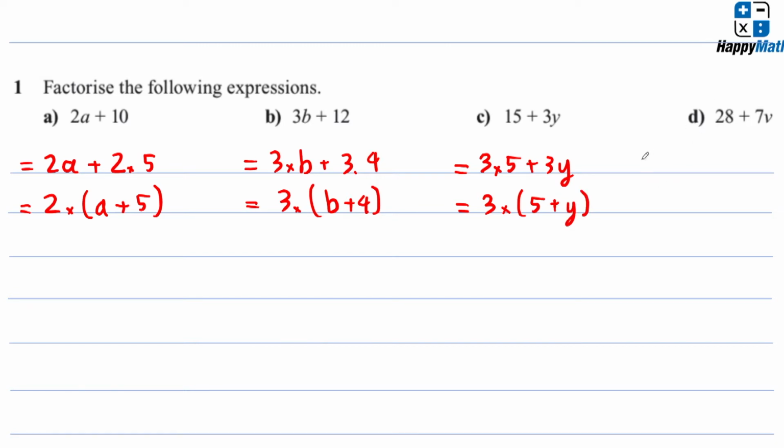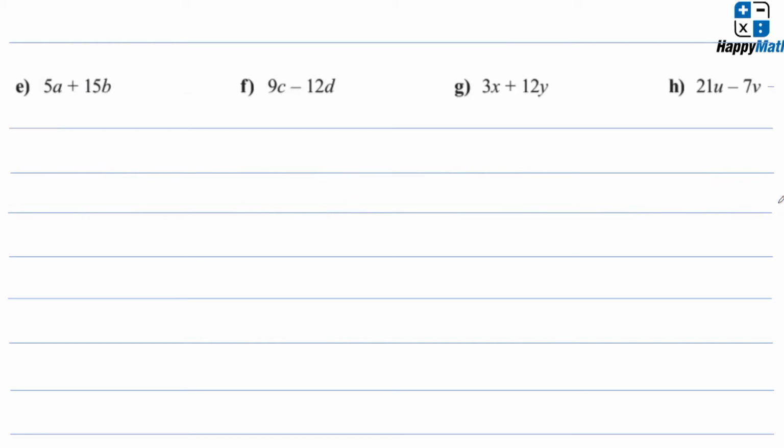And how about question D, 28 and 7v. I rewrite 28 as 7 multiplied by 4, and 7v I leave unchanged. So 7 is a common factor, take it outside, and I get 4 plus v like this. Okay, we've done the first question, question 1.